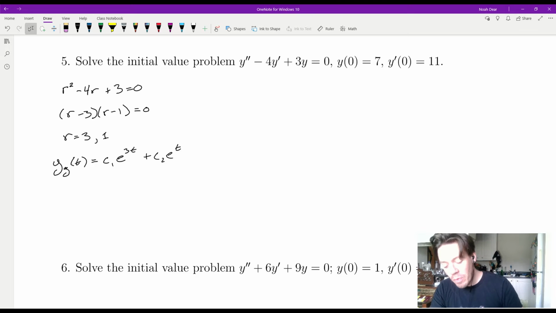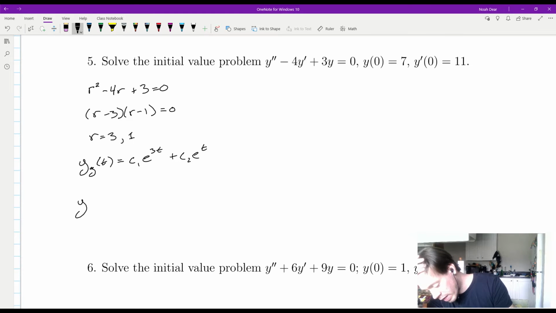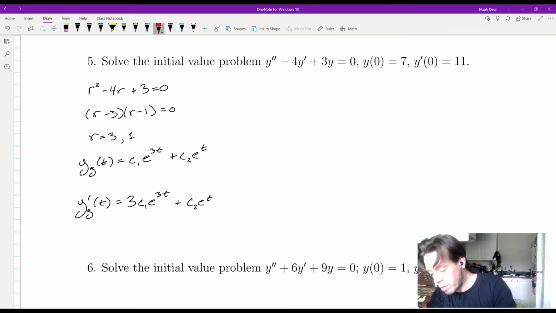So now we want to take the general solution and find the particular solution that has the initial conditions y of 0 equals 7 and y prime of 0 equals 11. To do that, we're going to start by taking the derivative so that I get y prime of t. So y prime sub g of t equals 3c1 e to the 3t plus c2 e to the t. And then we'll plug in the initial conditions to the original function, y of 0 equals 7. So that's my initial condition.